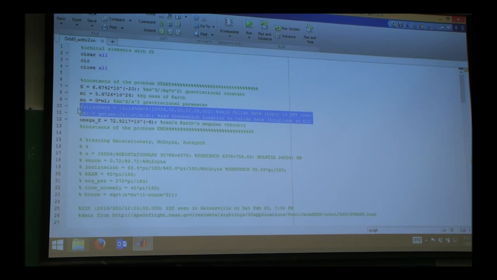Isn't this cool? This is cool. I was pretty excited I could track the station, you know. Took me a while, but it is possible.